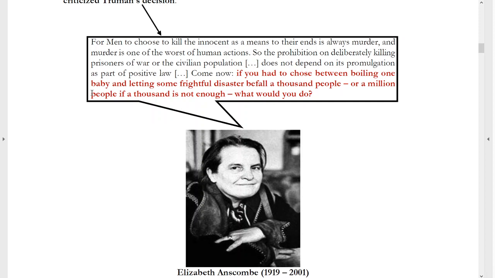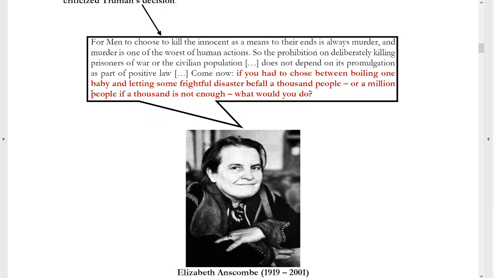And murder is one of the worst human actions. So the prohibition on deliberately killing prisoners of war, or the civilian population, does not depend on its promulgation as part of positive law." And here's the critical part. So she said so far that killing innocent people is always murder, murder is always wrong, and here's the way she put it quite forcefully.